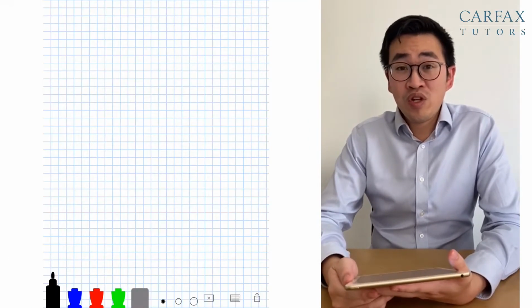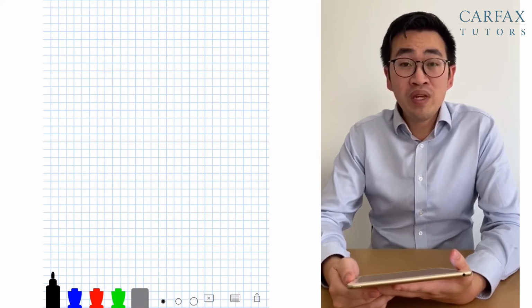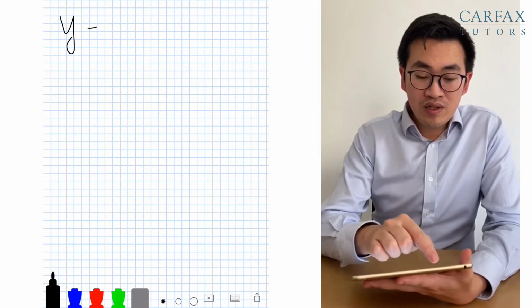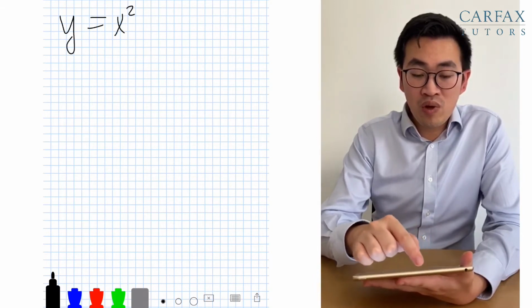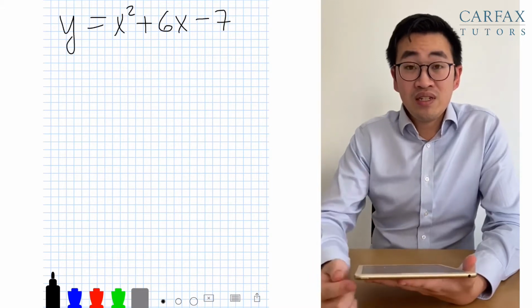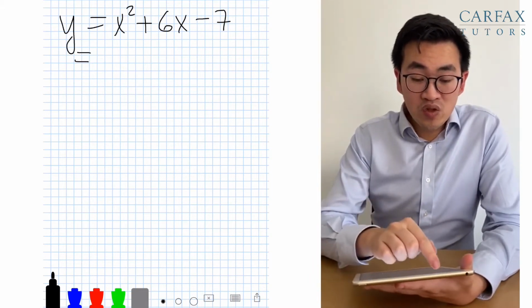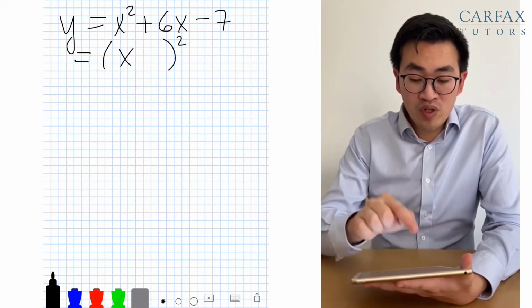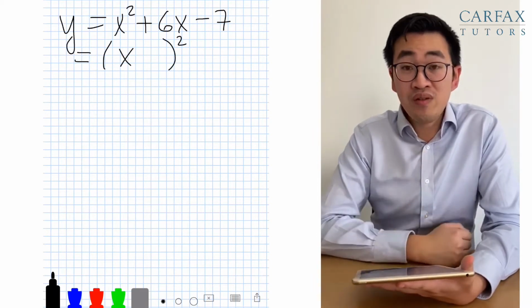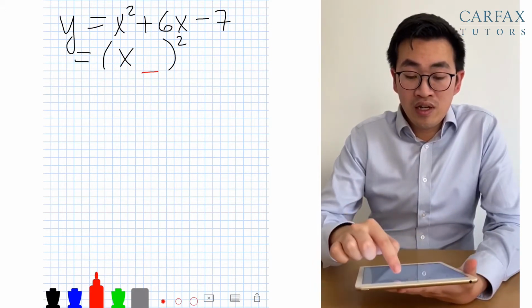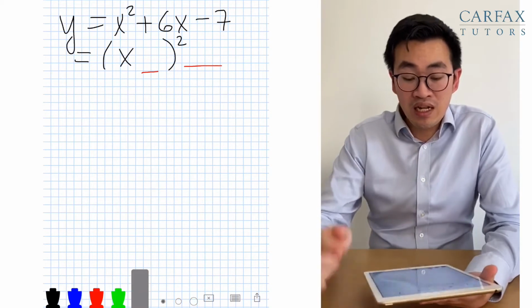The first example is when you have the coefficient of x squared being equal to 1. So that's when a equals 1. The example I'm going to use is y equals x squared plus 6x minus 7. When we complete the square, the first step is to put the brackets, put the squared, and put the x in its first position, like this. And what we're trying to find is the numbers for these two blanks right here that I underlined in red.